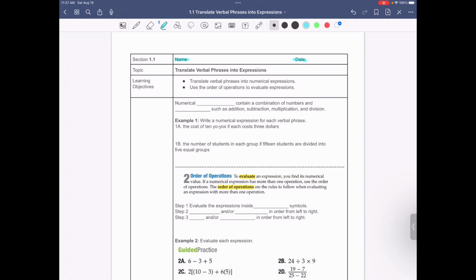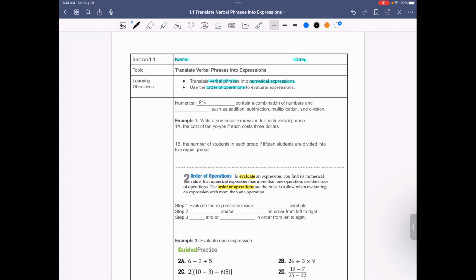Our topic for section 1.1 is translate verbal phrases into expressions. So you're going to translate verbal phrases into numerical expressions. That's not algebra yet because it's just numbers. You will also be using the order of operations to evaluate expressions.